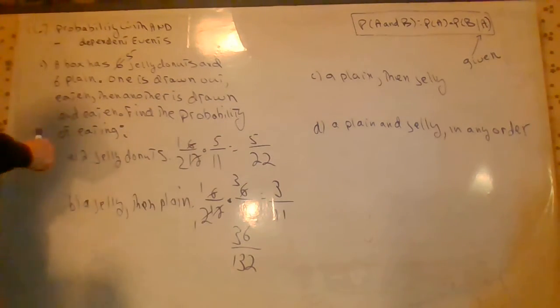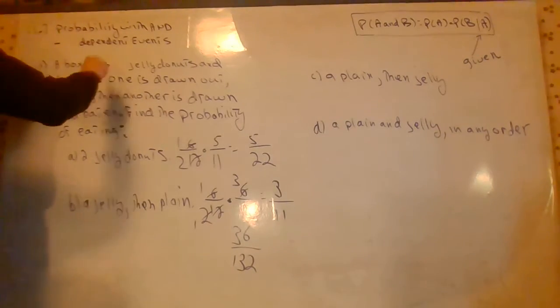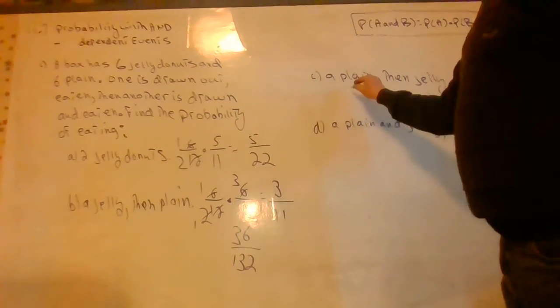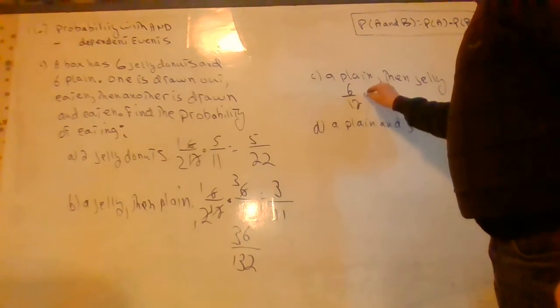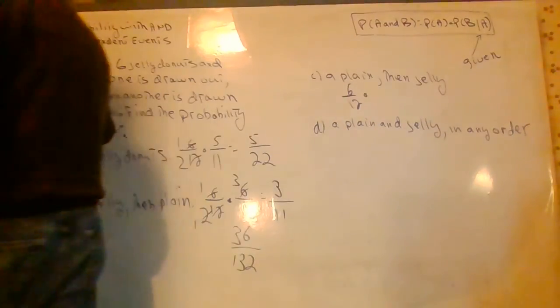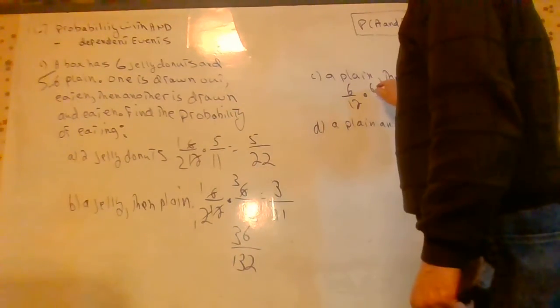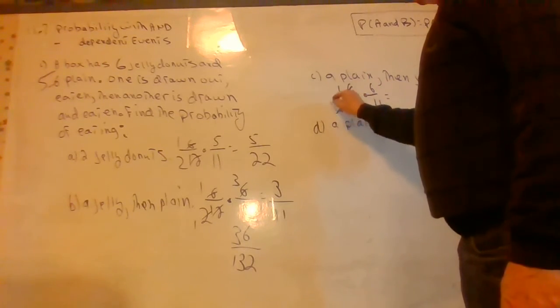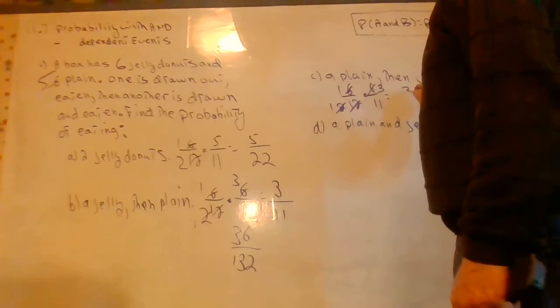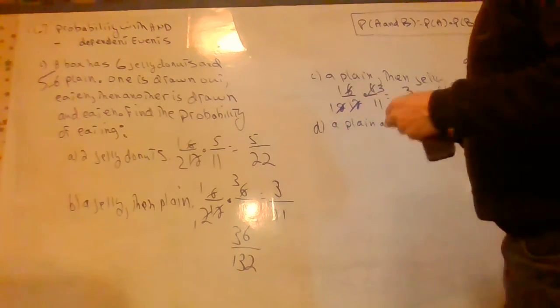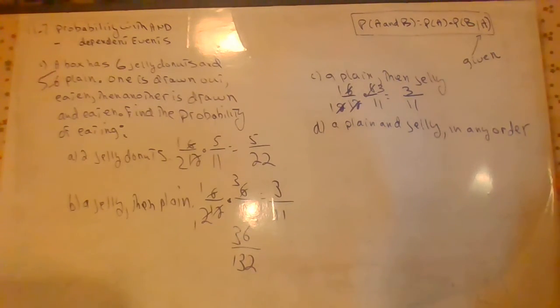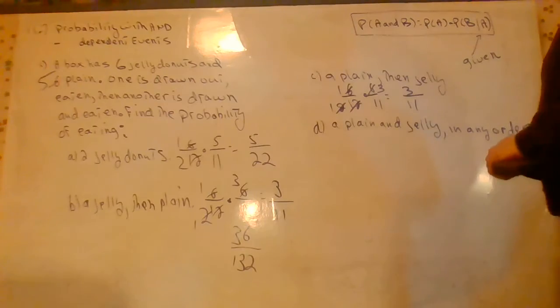Now, plain then jelly, we have to reset our counters here. Plain then jelly, a plain donut is going to be 6 out of 12. And we're going to make that a 5. Then a jelly donut's going to be 6 out of 11. And again, we can reduce that, and we get 3 out of 11. It's the same thing. Kind of makes sense that jelly then plain, plain then jelly should be the same thing.